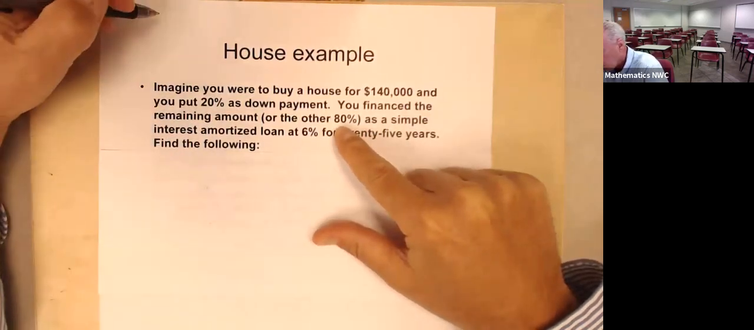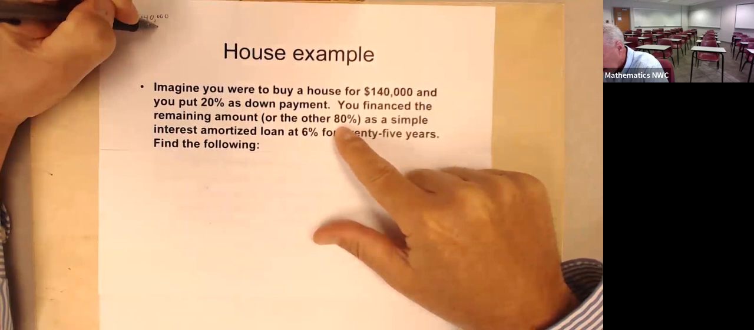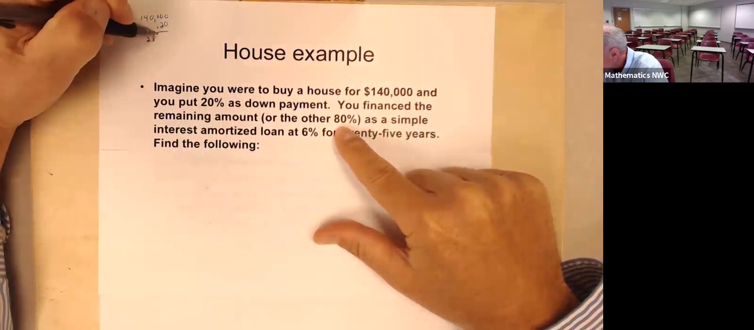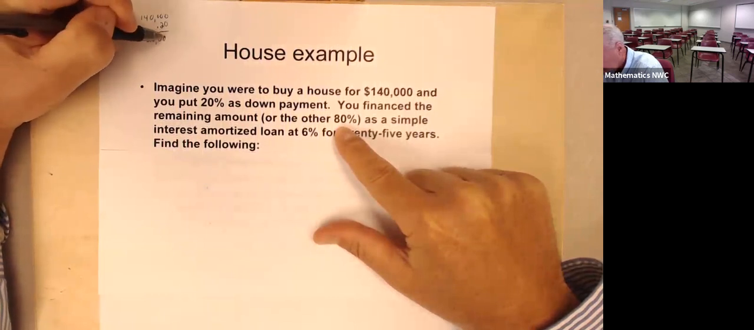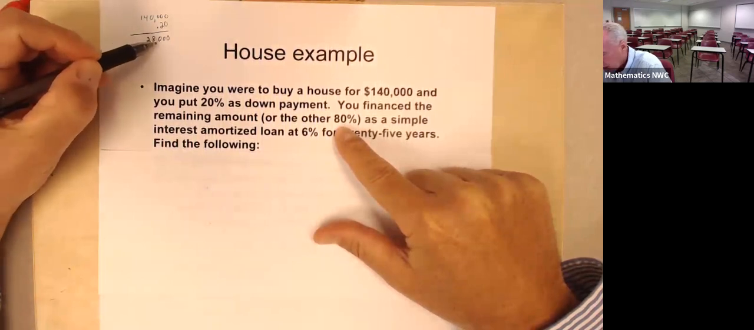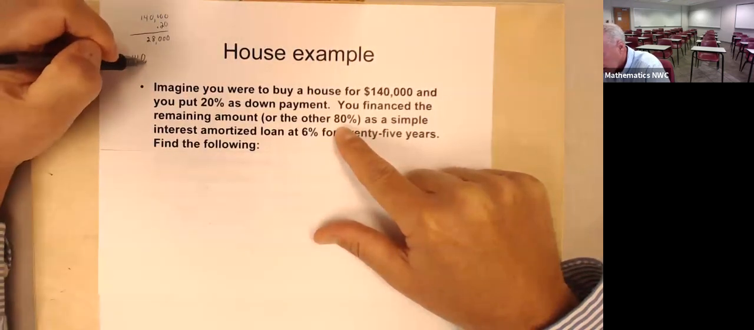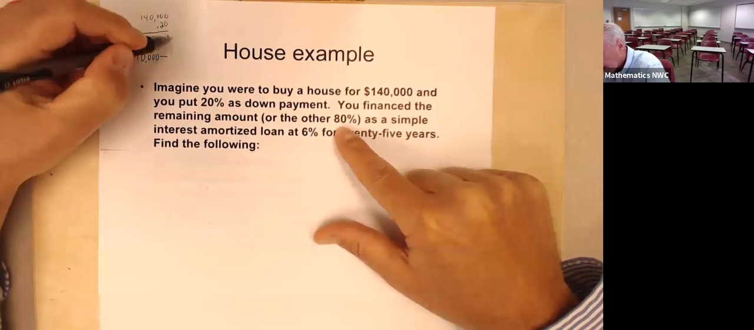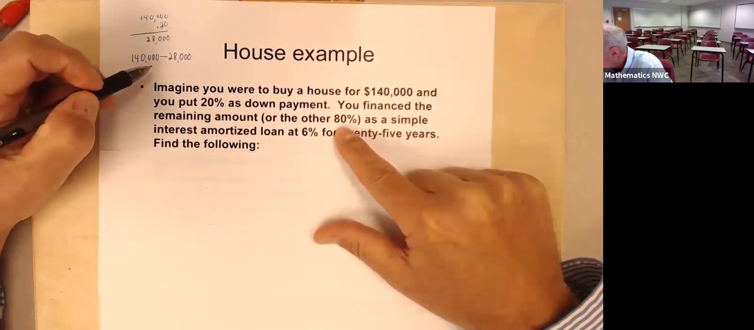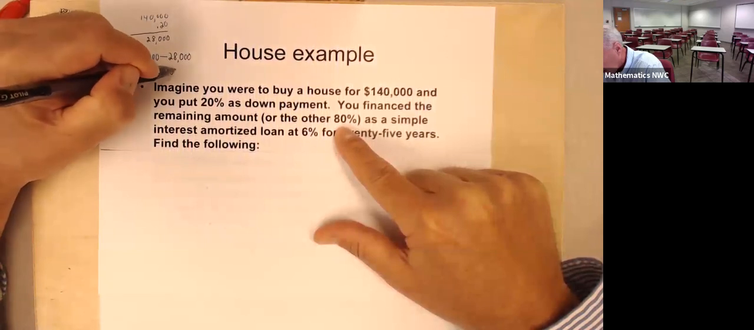So if I put 20% as a down payment, 140,000 times 20% will give you 28,000. That's the amount that you're putting as a down payment. What do you have left to borrow? You got to take the house price minus your down payment. That leaves you the amount that you want to borrow, which in this case would be $112,000.